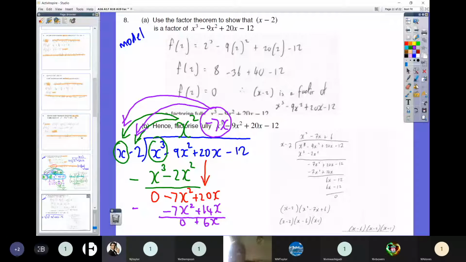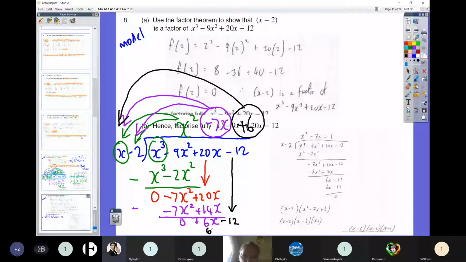And then we bring down, what colour shall I go? Black. We then bring down the minus 12. And then finally, what times x gives us that 6x, that is plus 6. 6 times x is 6x. 6 times minus 2 is minus 12. And that leaves us with nothing when we do that takeaway. Shouldn't be anything left over because it's a factor.